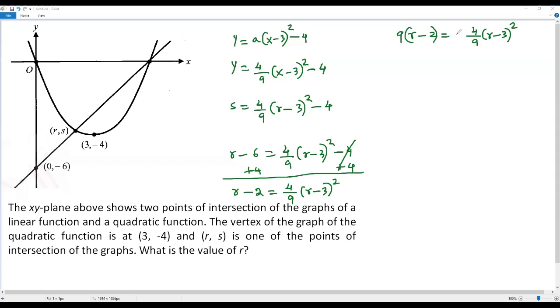Let me do it on the left side and the right side as well. So this 9 will cancel out. We can distribute this 9 to r and negative 2. Then I'm getting 9r negative 9 times 2 is 18. Okay, here 4 times we have r negative 3 the whole square.